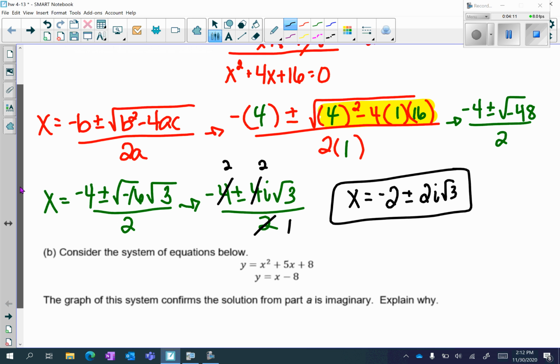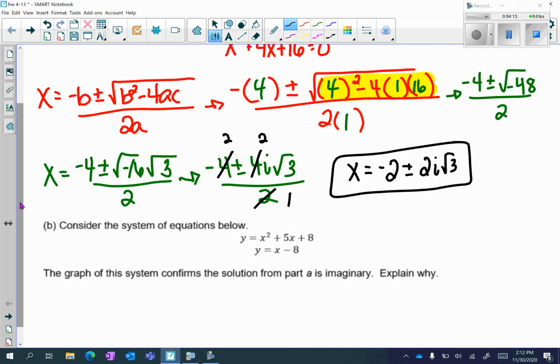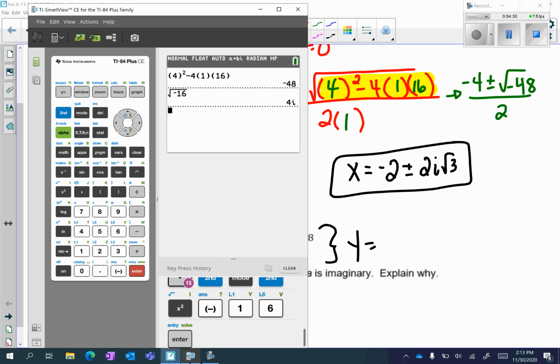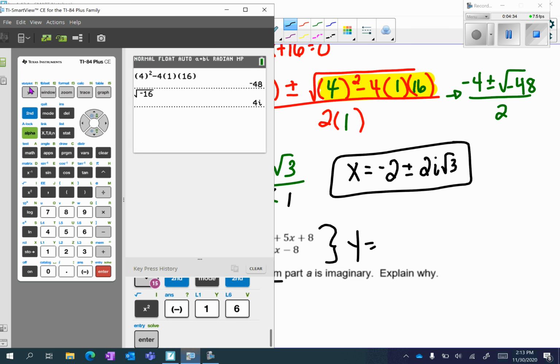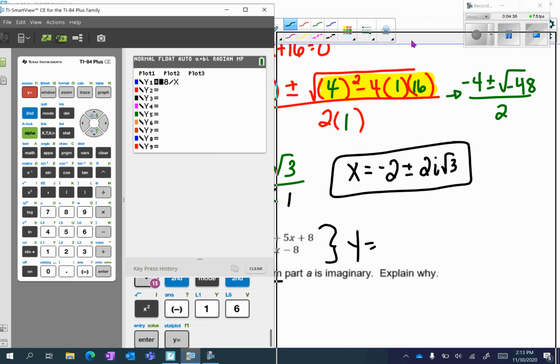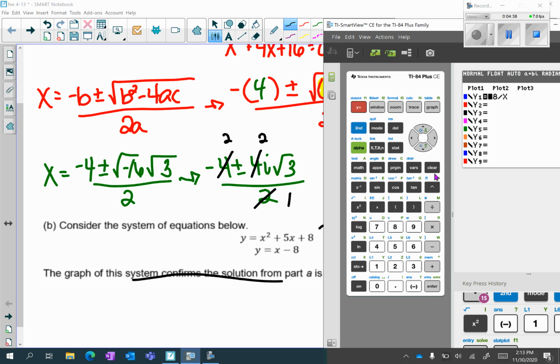Part B says, consider the systems of equations below. The graph of the system confirms the solution from part A is imaginary. Explain why. So it confirms the solution. I want to first type these into my y equals just to be sure as to what they're talking about and what I'm looking at. So I'm going to go to my calculator. I'm going to go to the y equals. Put this over here so I can see it better.